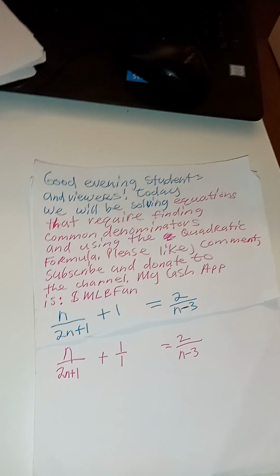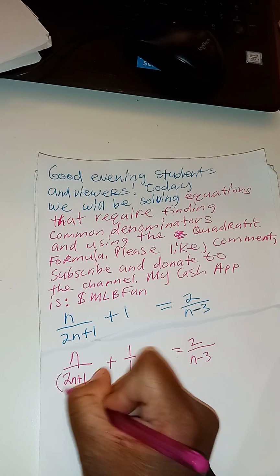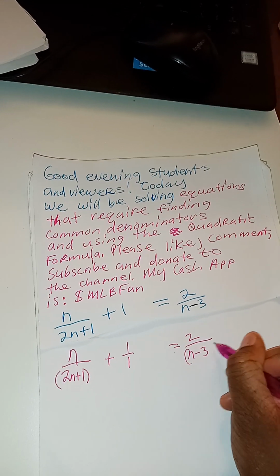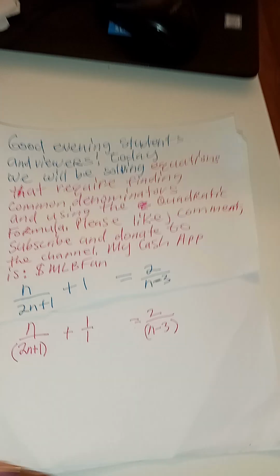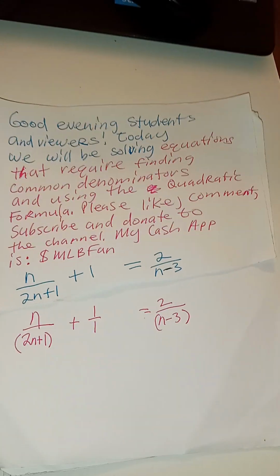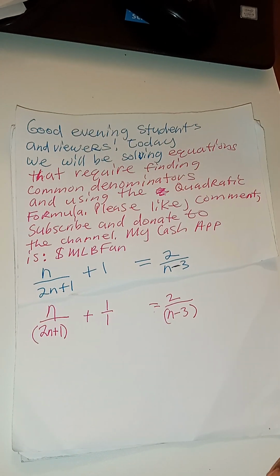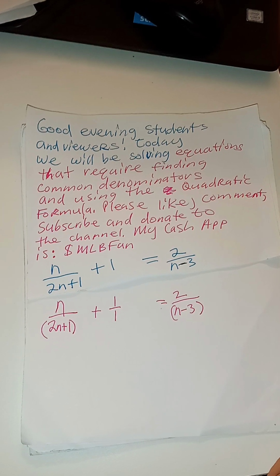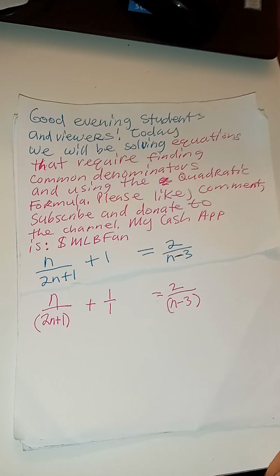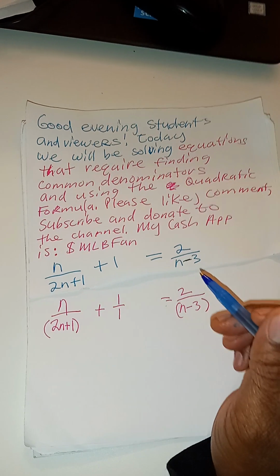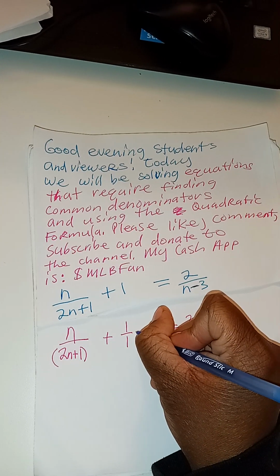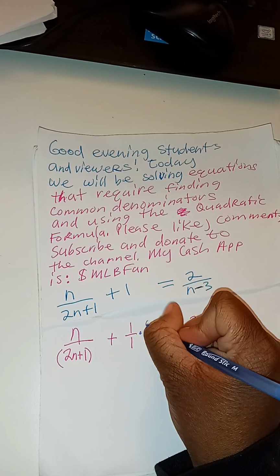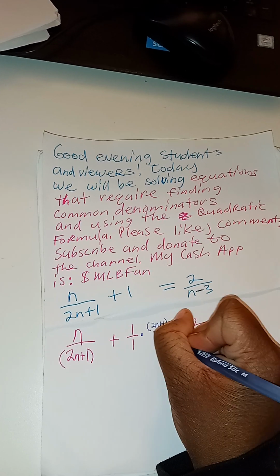First we need to incorporate parentheses around 2n plus 1 and n minus 3. Now, let's look at the left-hand side of the equation. We need to multiply 1 divided by 1 by 2n plus 1 because that's the LCD on the left-hand side of the equation. And the LCD stands for the least common denominator. So let's multiply 1 divided by 1 by 2n plus 1 divided by 2n plus 1.